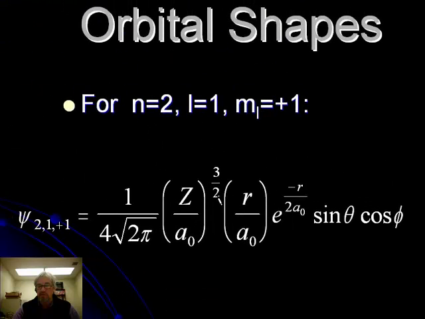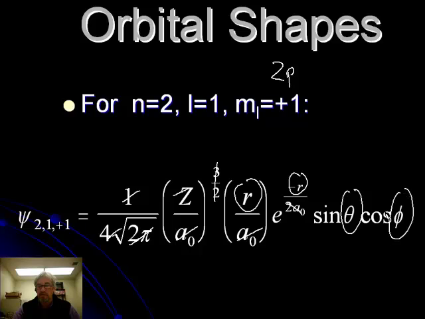Here's another one. N is 2, L is 1, m sub L is plus 1. So this is another one of the 2p orbitals. Okay, let's look at what's constant and what's not. Now this depends on r and theta and phi, all 3. So we're not going to find any symmetry on any axis. It's going to matter where you are in terms of r, where you are in terms of the angle theta, and where you are in terms of the angle phi.